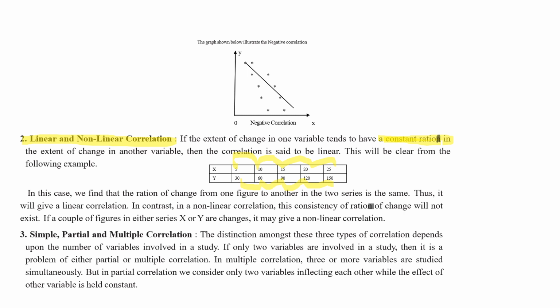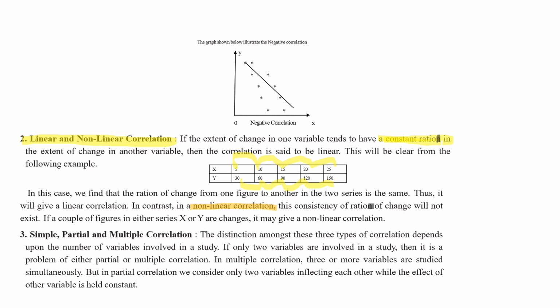In contrast, in non-linear correlation, this consistency of ratio of change will not exist. If a couple of figures in either series x or y change, it may give a non-linear correlation. If different ratios are created, then we can call it non-linear correlation.